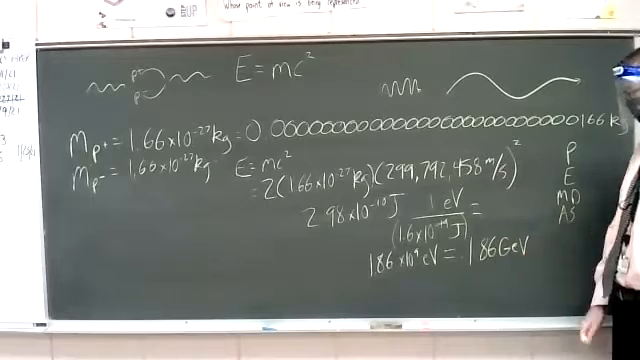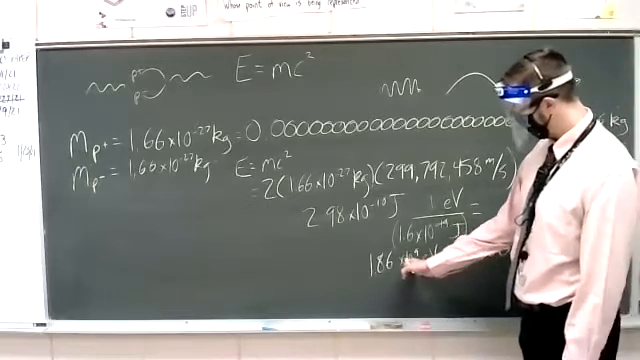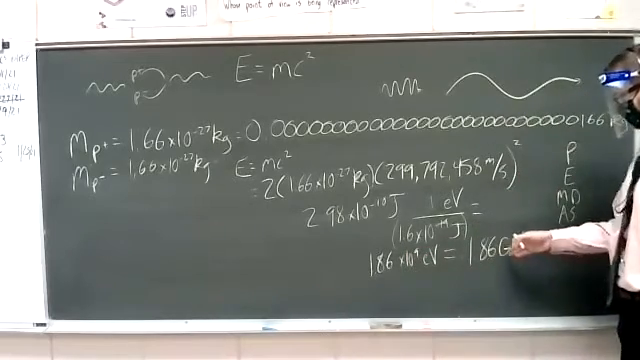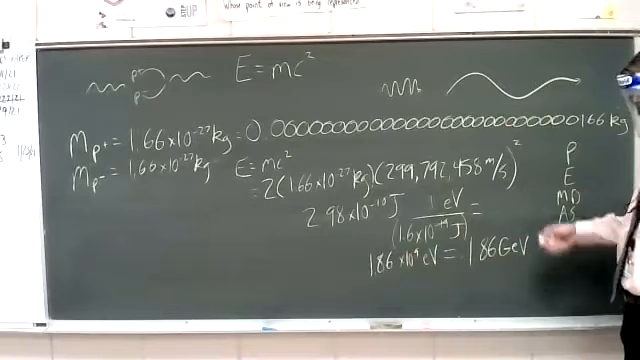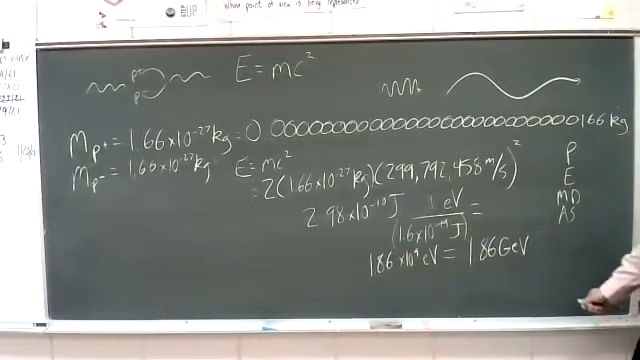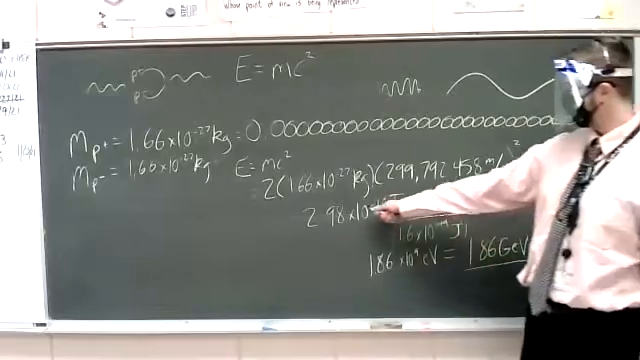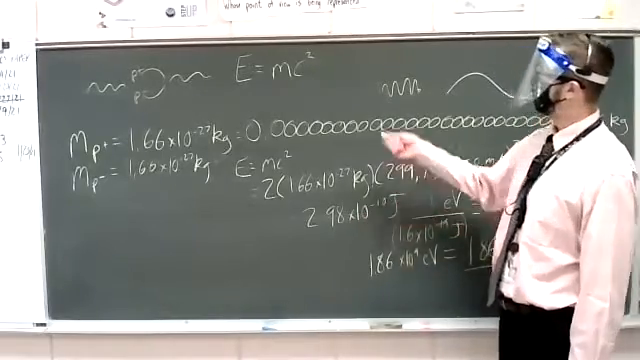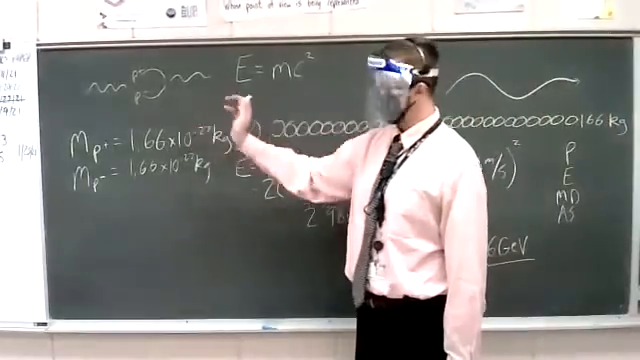So giga just means 10 to the 9 or a billion. It's like this order of magnitude is the same thing as this capital letter G, it means giga, it's a metric prefix. So you need 1.86 giga electron volts, which is 2.98 times 10 to the negative 10 joules, to have protons coming into existence.